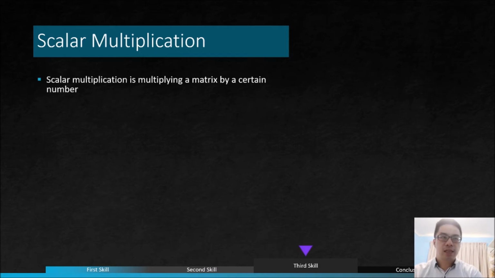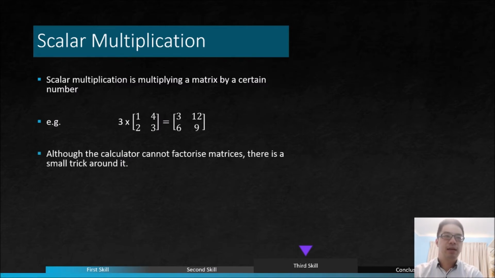Scalar multiplication is just multiplying a matrix by a certain number. So for example, if I need to multiply this matrix by 3, there's a 3 at the front. You just need to multiply every single number inside that matrix by that number.